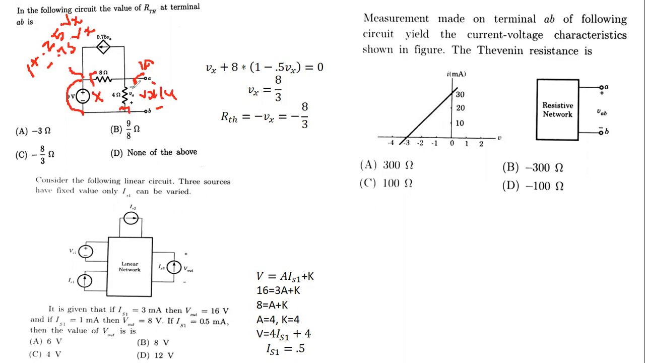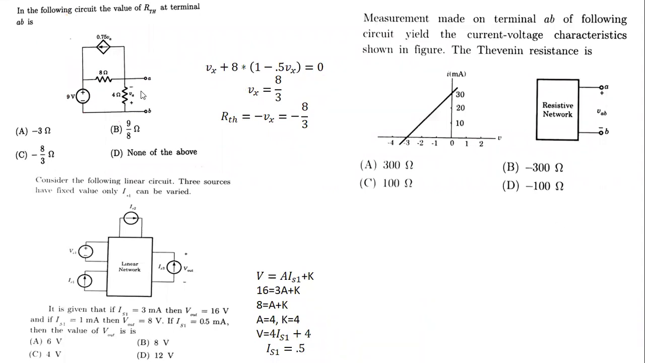Now we apply KVL in this outer loop. This point is A, this is B, this is C, and this point is D: A, B, C, D, A. Starting from A, we get the positive sign. So this is plus Vx, and next is the 8 ohm, and the current in this branch is 1 minus 0.5 Vx, nothing else comes into this loop. So this is equal to 0. So we have calculated the value of Vx equal to 8 by 3.